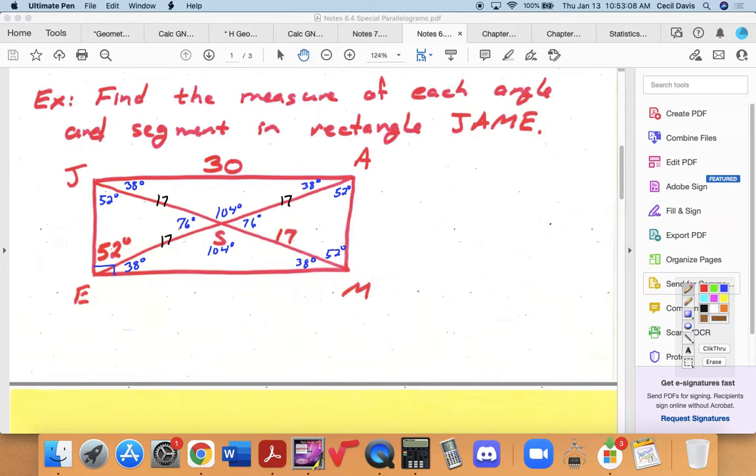Marion? I have a question about the angles. Not the angles, the segments, I mean. I know that, for example, for 30, we can know the other side's measure because that's how it works. But I don't understand how we would know the measure of the bottom of the triangles, like AM and JE. Oh, okay. Well, that's where we're going next.